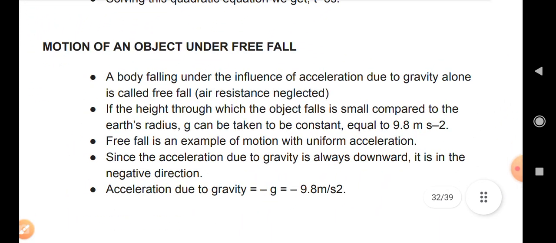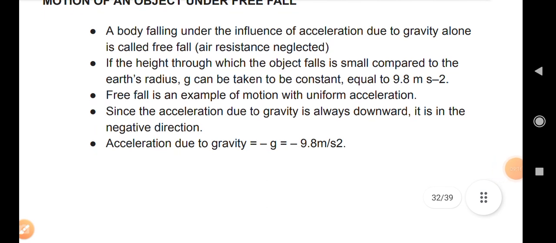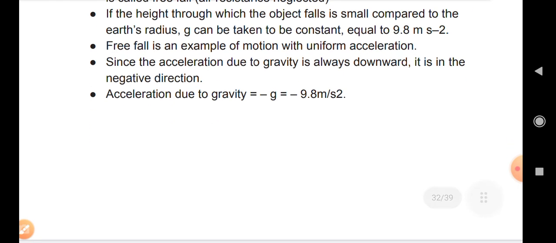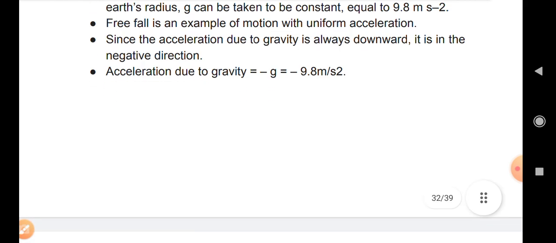Motion of an object under free fall. A body falling under the influence of acceleration due to gravity alone is called free fall. Air resistance is neglected. If the height through which the object falls is small compared to the Earth's radius, g can be taken to be constant, equal to 9.8 meters per second squared. Free fall is an example of motion with uniform acceleration. Since the acceleration due to gravity is always downward, it is in the negative direction.